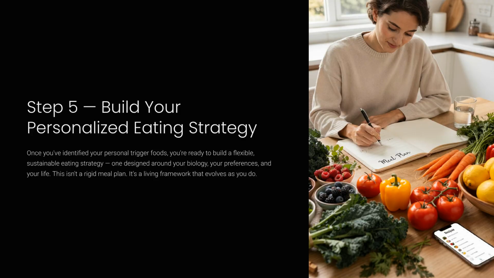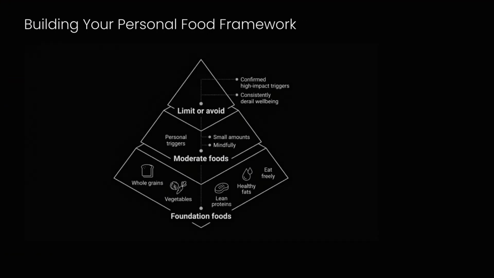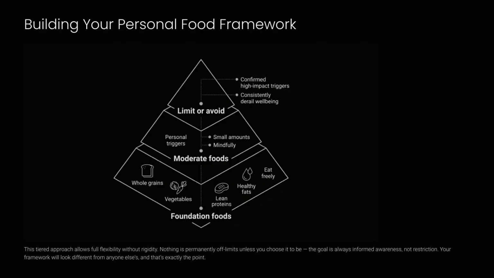Step 5 is to build your personalized eating strategy. This living framework is flexible and sustainable, designed around your unique biology and preferences. It's about informed awareness and building a plan that evolves with you. Your personal food framework involves 3 tiers: power foods, dose-dependent foods, and avoid foods. This flexible approach prioritizes awareness, not restriction, and allows informed choices about when and how to enjoy certain foods.